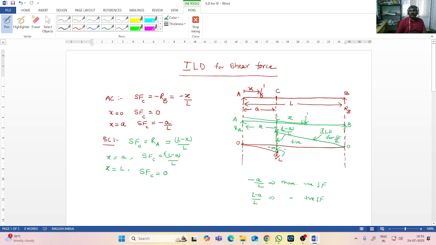And if you extend this, this is nothing but the ILD of RB. And even if you extend this line, this is nothing but the ILD of RA. So a part of the ILD of RB and a part of the ILD of RA are put together. It is the ILD for shear force.